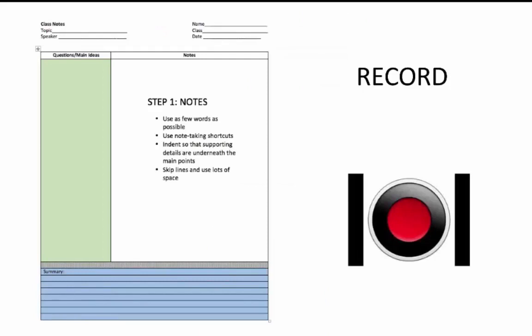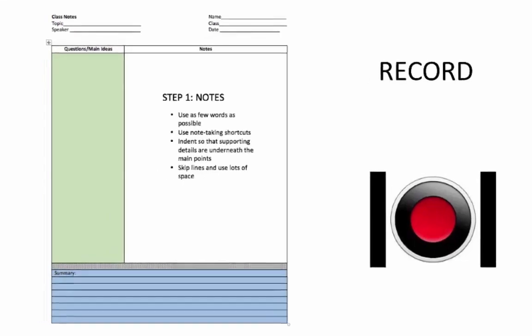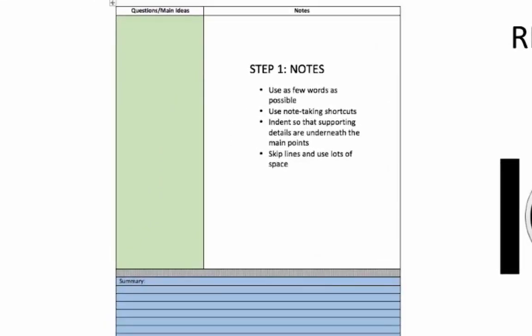Step 1 is taking notes. The big white section is where your notes will go. The first step of the Cornell method is to take notes during the lecture. I have a few tips for you. First, use as few words as possible. You should never take notes with full sentences.